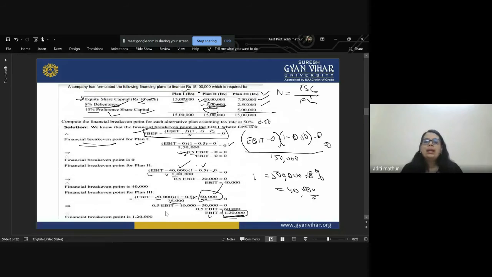So isn't it easy to calculate the financial break-even point for the organization when you know the capital structure, right? You just need to know one formula: the financial break-even point is where EBIT minus interest, multiplied by 1 minus tax, minus preference dividend, divided by N, the number of equity shares, equals 0. Simply put in the figures as per your capital structure and calculate the EBIT where your EPS will be equal to 0, right?